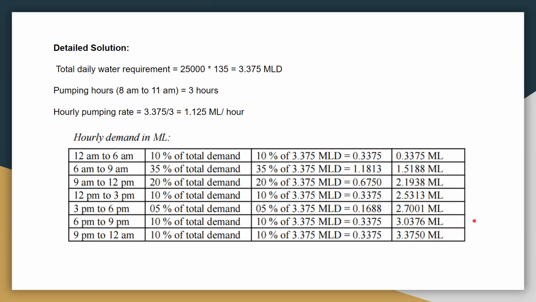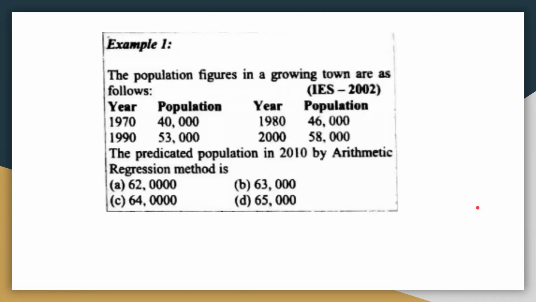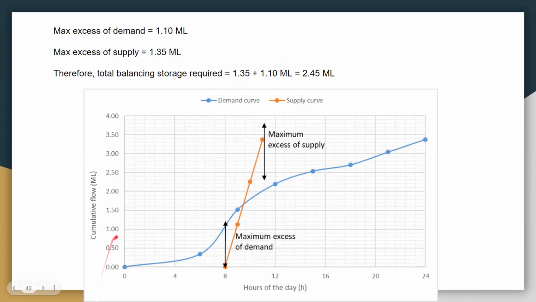Now let's see how we are going to plot the curves. There's a little variation in the answers that you have provided, probably because you're not aware of the balancing storage method. If you're not aware of it, let me explain how this method is done. On a graph, we are going to plot two curves. One is the demand curve and one is the supply curve.